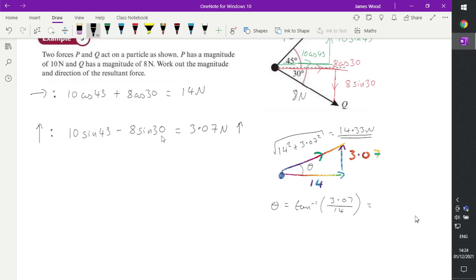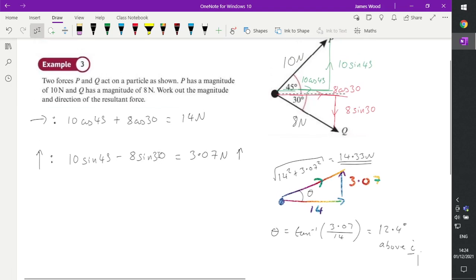That's about 12.4 degrees. And I would write that as 12.4 degrees above I. Okay, because obviously this is my horizontal and it's above that. So that's a sort of problem that we're going to be doing quite a lot of, is resolving the forces into vertical components and horizontal components. And this is a skill that just comes up in almost every chapter of mechanics in year 2, really.